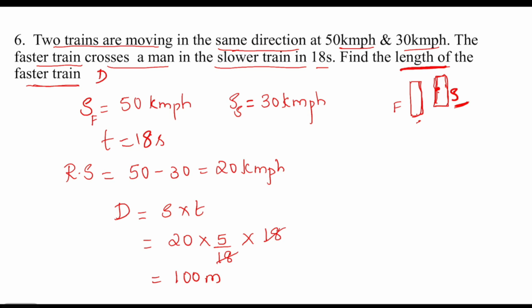Okay, or distance is nothing but it is the length of the train, because the length of the train is itself the distance. Okay, why we are not considering length of another train? Because we are not taking that the faster train is crossing the slower train. The question is the faster train is crossing a man in the slower train, isn't it? So when the train crosses a man, what is the distance covered? Distance is nothing but the length of the train. So therefore the length of the train is equal to 100 meters. So length of that faster train. Okay, faster train is 100 meter.